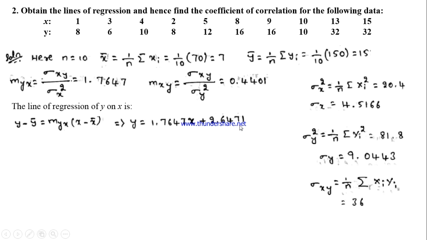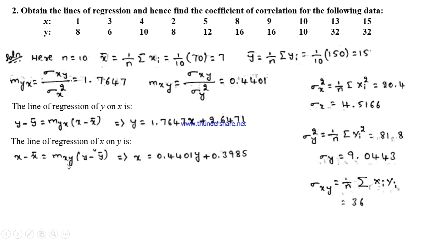2.6471, and the line of regression of x on y is given by x minus x bar equal to mxy into y minus y bar, and substituting x bar, y bar and mxy in it, we will get x equal to 0.4401y plus 0.3985. These two are the required lines of regressions.